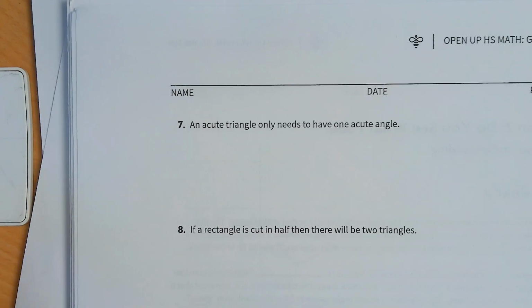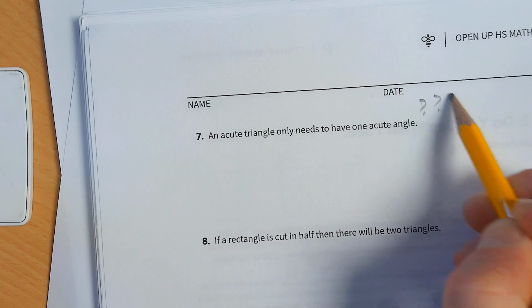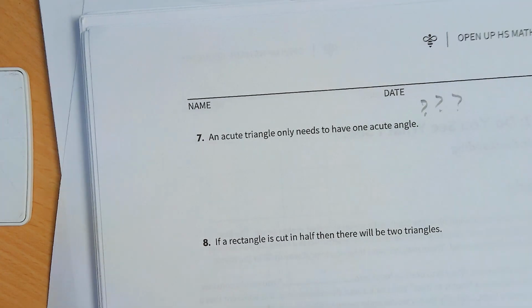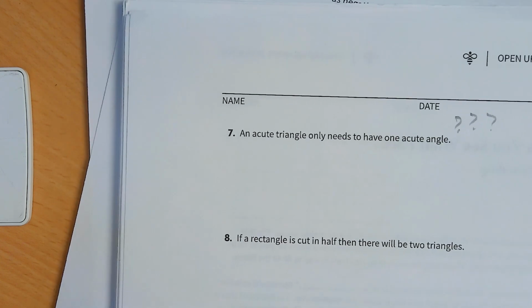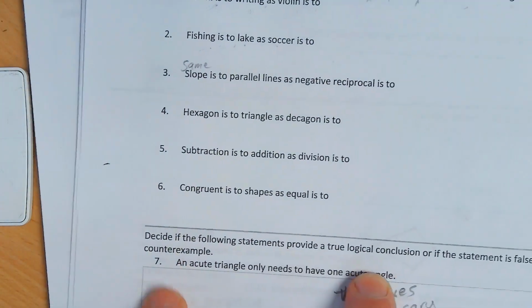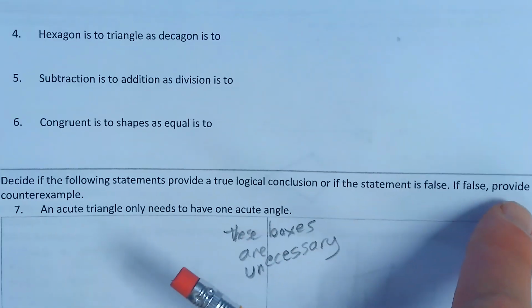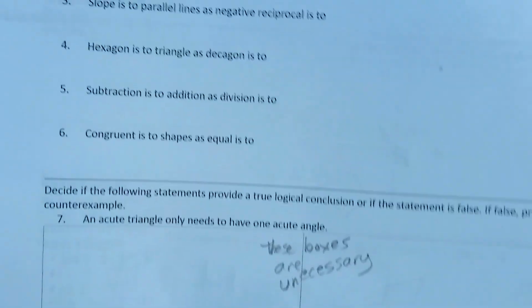See, look, in the other packet there's no boxes. An acute triangle only needs to have one acute angle. Can you draw an obtuse triangle with one angle? Give it a shot. Because let's read the directions again. Shall we? Decide if the following statements provide a true logical conclusion or if the statement is false. If false, provide a counterexample. So draw a picture that shows it's false.